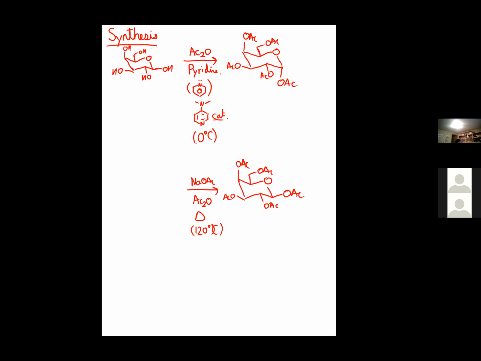Does anyone want to hazard a guess over why you get alpha with the top one and why you get beta with the bottom one? And if you remember what acetic anhydride is, just in case anyone doesn't, it's that. And you all know what sodium acetate looks like. And my camera is not on me, it's pointing towards my ceiling.